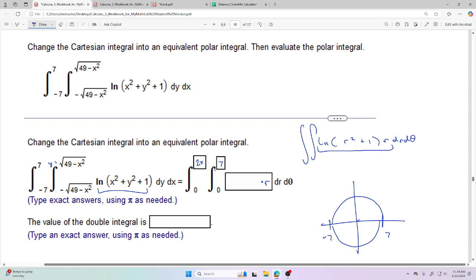So I want my r to go from 0 out to 7, all the way across, every time, 0 to 7. And how much arc did we have? How much theta? 2 pi.